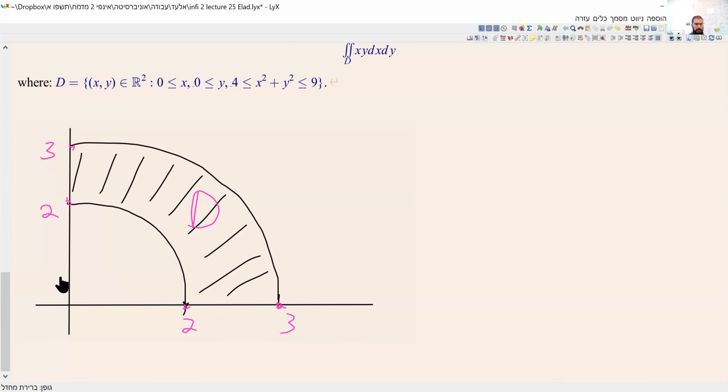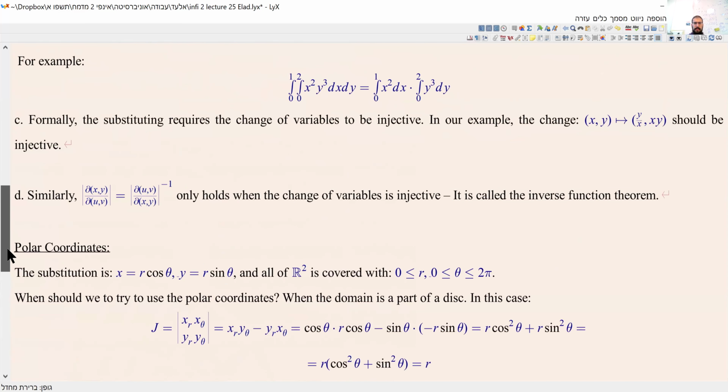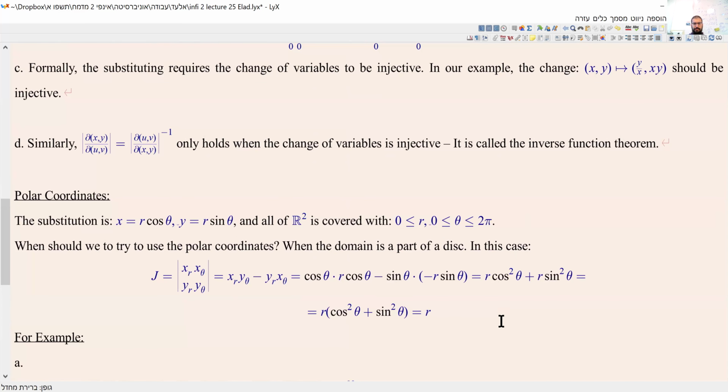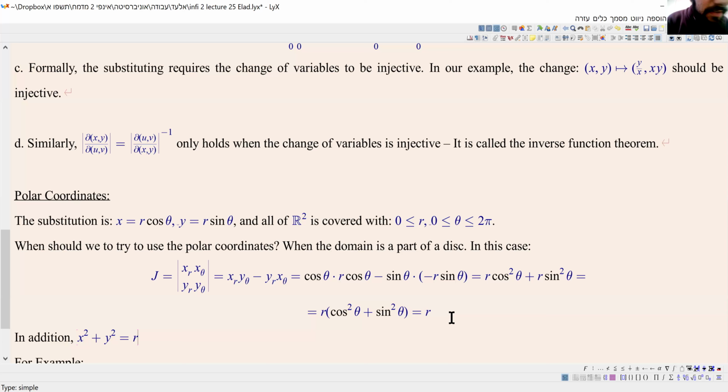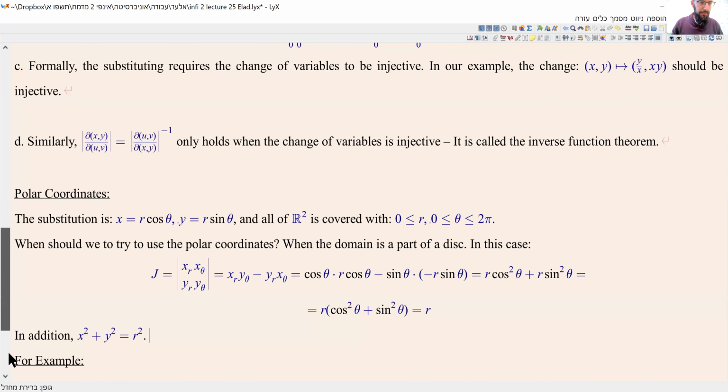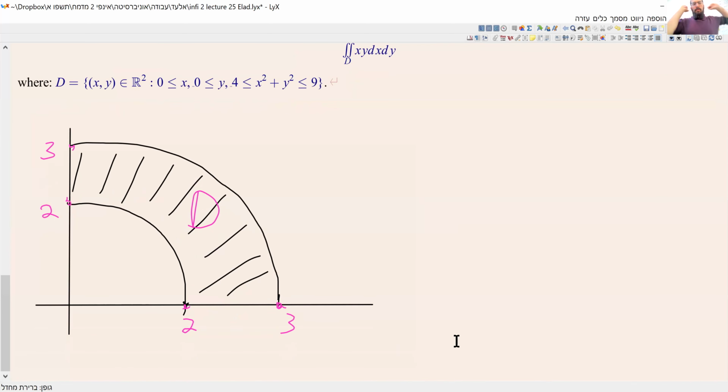What I mentioned, you said, is I want to write down here explicitly. The Jacobian is r, and in addition, x squared plus y squared: the sine and cosine cancel each other, becoming one, so it is r squared. Okay.